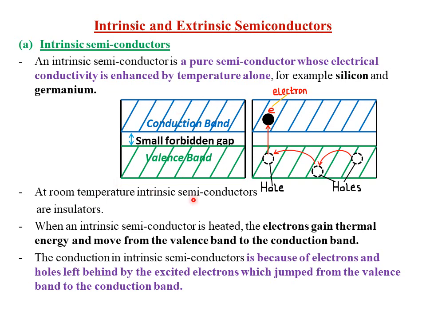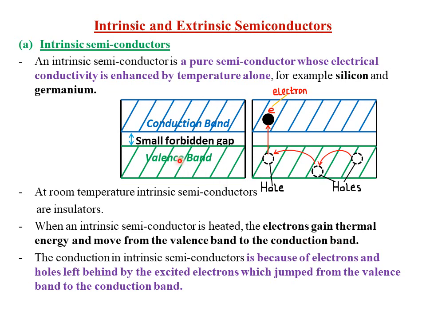So at room temperature, intrinsic semiconductors are simply insulators, or they do not conduct electricity. But if their temperatures are increased beyond a certain level, then the intrinsic semiconductors will become conductors, or they will allow electrical conductivity. Now, when an intrinsic semiconductor is heated, or when its temperature is increased, the electrons gain thermal energy, or simply what we call kinetic energy, and move from the valency band to the conduction band.